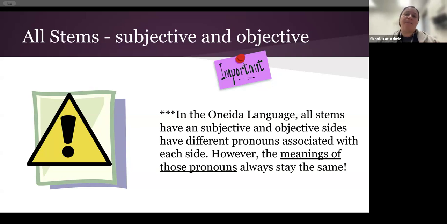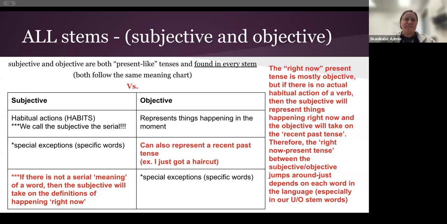So, in the Oneida language, like I mentioned, just to sum up, all stems have a subjective and objective side. They have different pronouns on each of those sides, but the meanings of those pronouns stay the same. So that's important to note. So the subjective and objective, what is that really? They're basically present-like tenses. They're found in every stem.